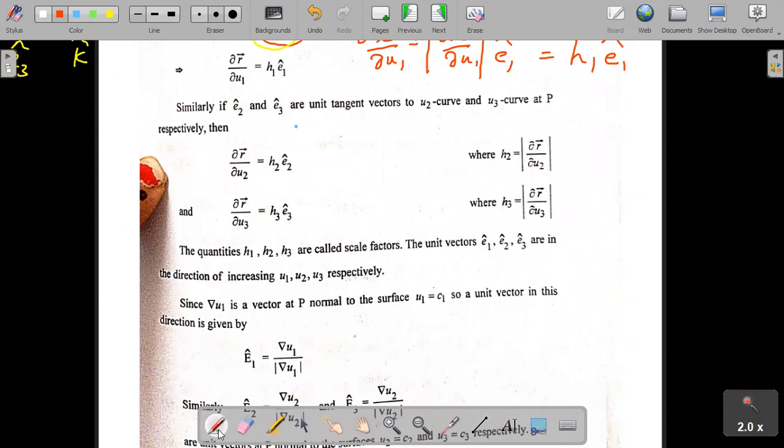Girls clear है? कोई doubt यहाँ तक? Yes मैम.